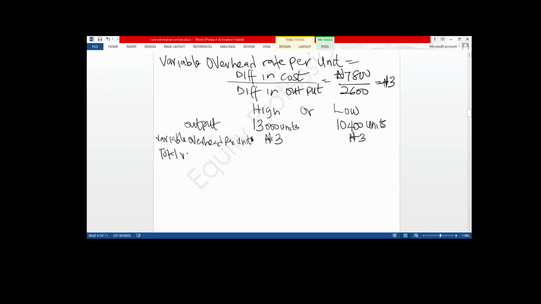Total variable overhead. The first one is 39,000 naira, and here 31,200 naira.